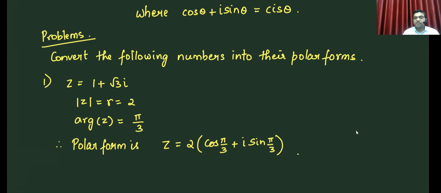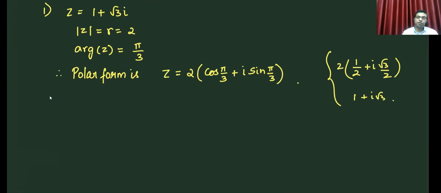Cos 60 is half plus sine 60 is root 3 by 2, multiplied by 2. What do you get? 1 plus i times root 3. That's what you get here. So this is the modulus amplitude form or polar form or modulus argument form. The same examples we'll take one by one.